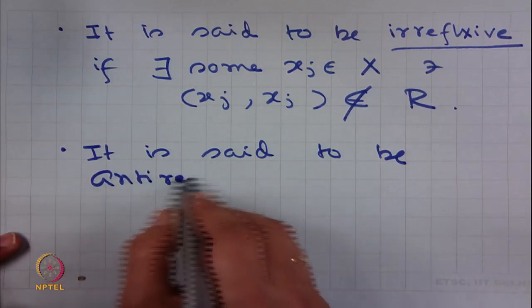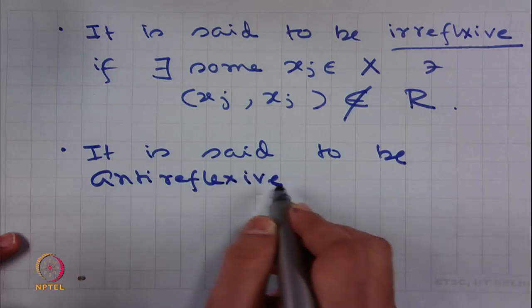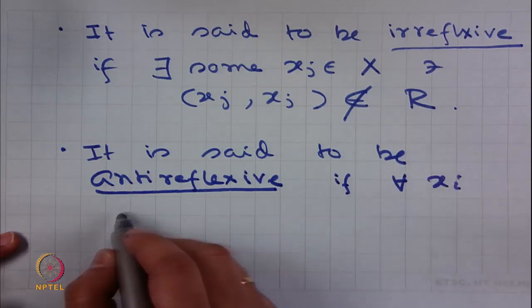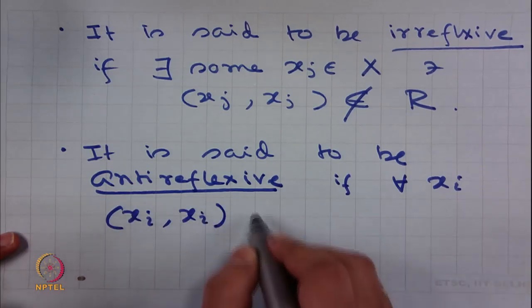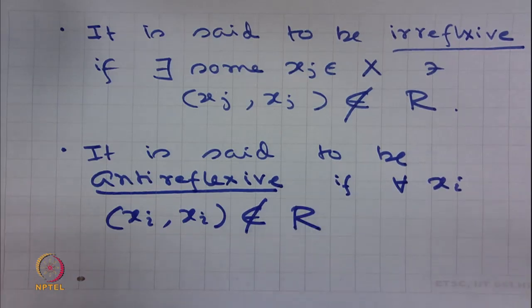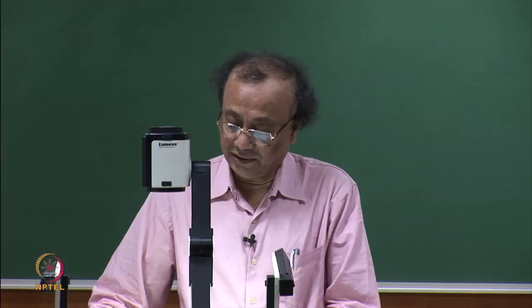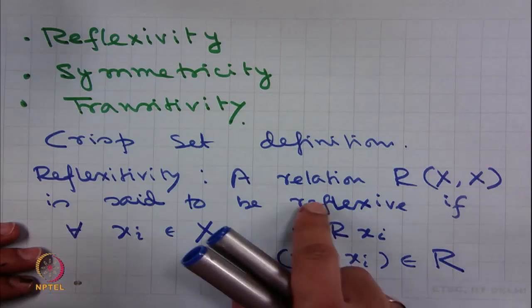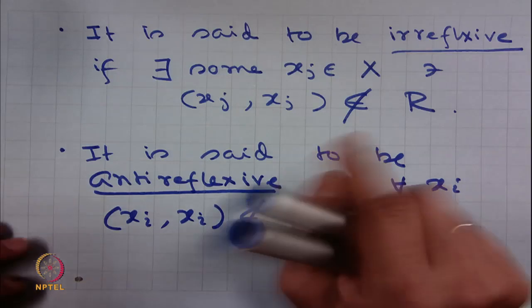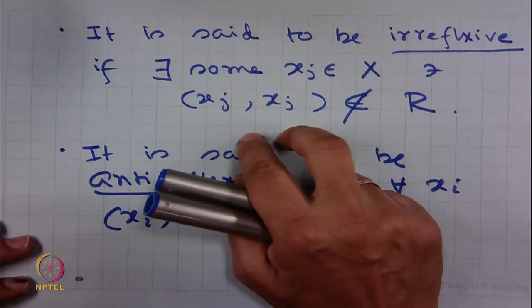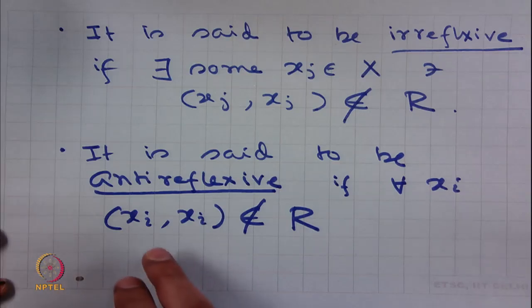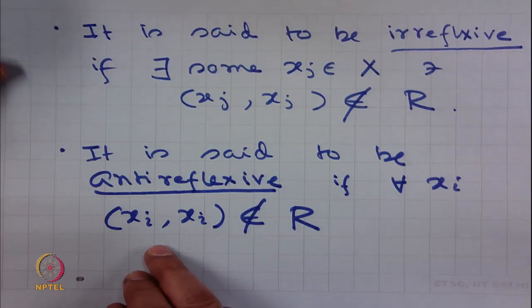It is said to be anti-reflexive if for all x_i, (x_i, x_i) does not belong to R. So, if you look at the definitions carefully, for all elements x_i, if x_i is related to x_i, then we call it reflexive. If there exists some element not related to itself, then we call it irreflexive, and if for all the elements that relationship does not hold, then we call it anti-reflexive.